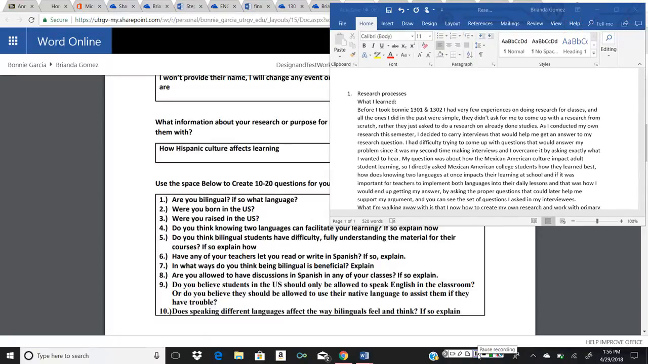So what I learned from research processes was that before I took English 1301 and 1302, I had very few experiences doing research for classes, and all the ones I did in the past were simple. They didn't ask me to come up with a research from my own, from scratch. Rather, they just asked to do research on already done studies.